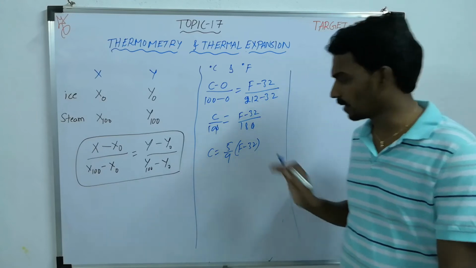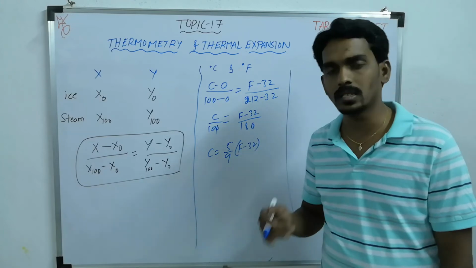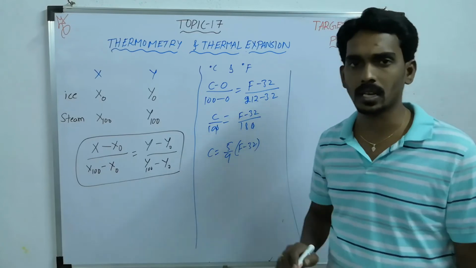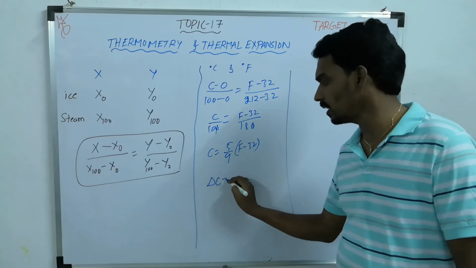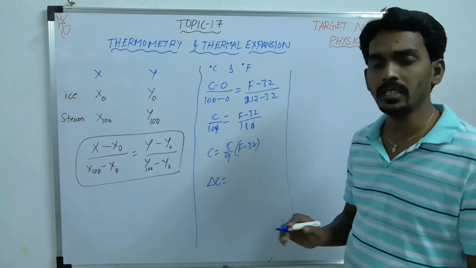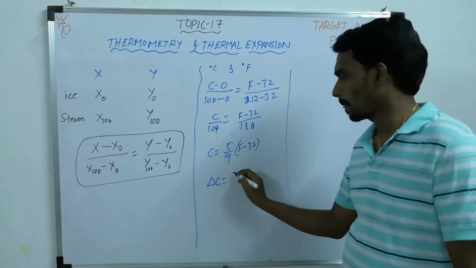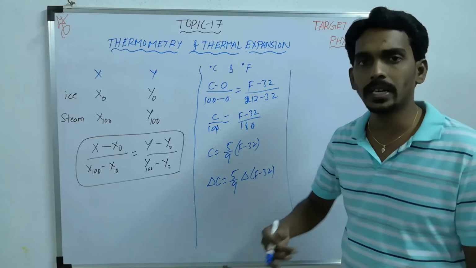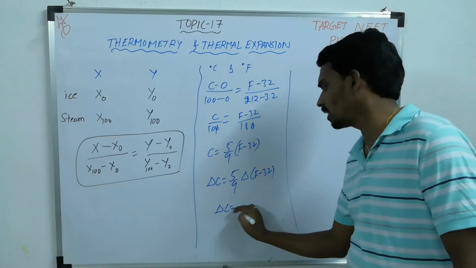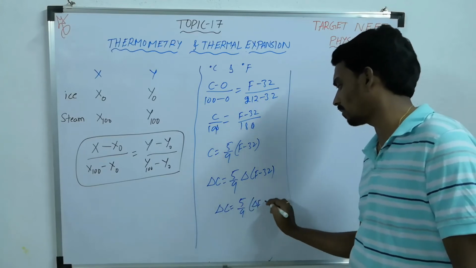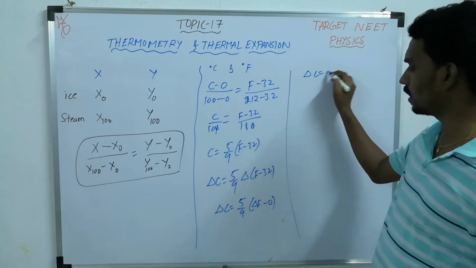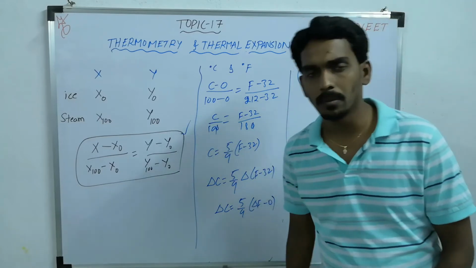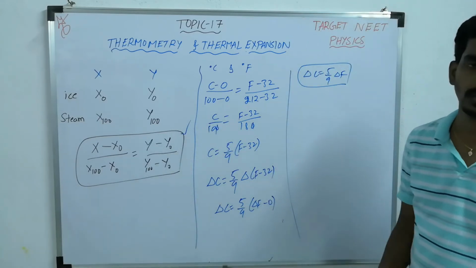One more thing they will ask you: if there is a temperature change in the Celsius scale, then what is the corresponding temperature change in the Fahrenheit scale? If you take the change in temperature, delta C in the Celsius scale, that is equal to 5 by 9 times delta of (F minus 32). Delta represents change. So delta C equals 5 by 9 times (delta F minus 0). So delta C equals 5 by 9 delta F. So one is this formula, one is this formula. Based on this, usually they will ask the questions.